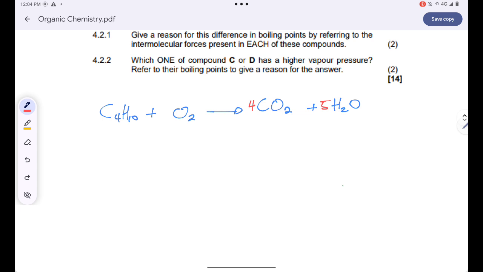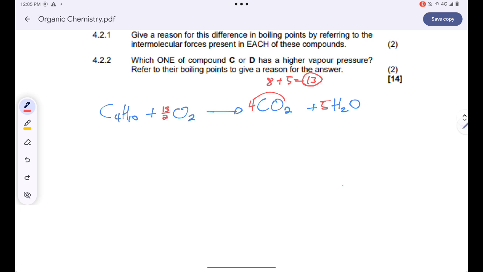How many oxygens do I have? I have 4 times 2, which gives me 8, plus 5. I'll have 13. Whatever number I have here, I must divide it by 2 over here. Are we together? The coefficient of oxygen should always be half of this number. So half of 13 is 13 over 2, because 13 is not an even number. But we do not write our stoichiometric coefficients as fractions. All I need to do is multiply each and every term by the LCD. Our LCD is 2. Are we together?